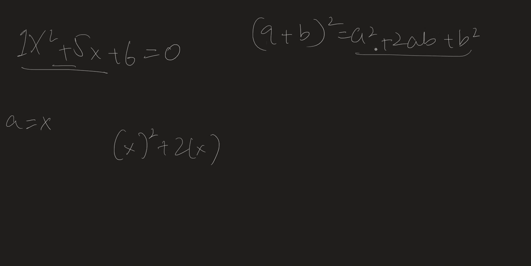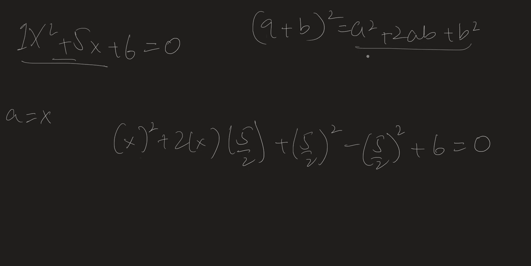Now b will always be half of the coefficient of x. The coefficient of x here is 5, so b will be 5 by 2, plus b squared, so (5 by 2) squared. Now we added this (5 by 2) squared by ourselves, so we're going to subtract it once as well to keep the equation balanced, plus 6.